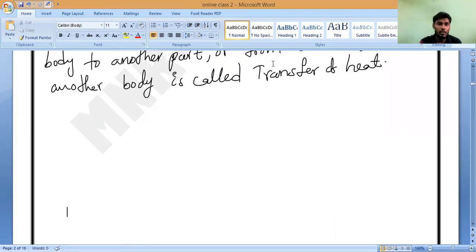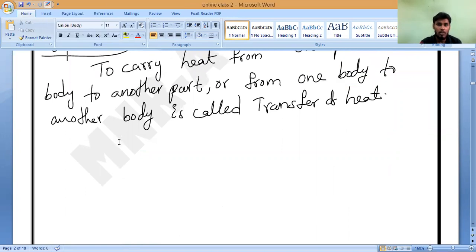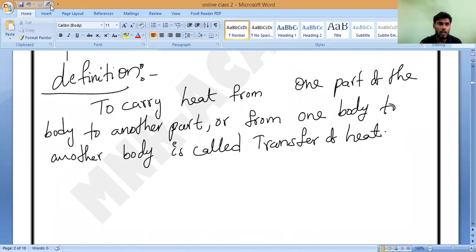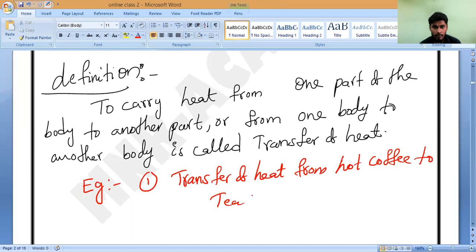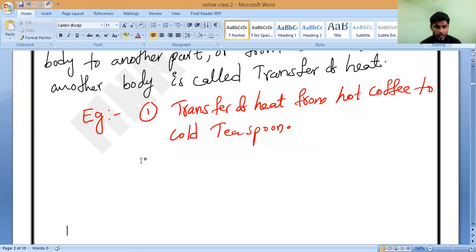Examples of transfer of heat. What can you write? So many examples I have told you. Example 1: transfer of heat from hot coffee or tea to the cold teaspoon. Is it okay? Yes, sir. Next, the second one.